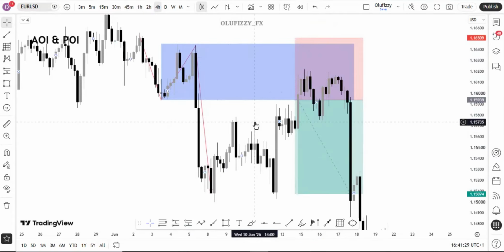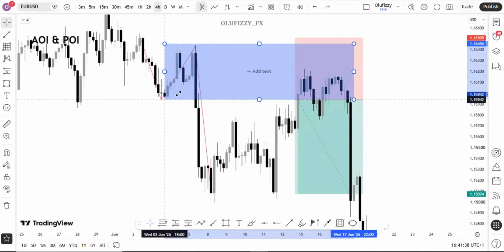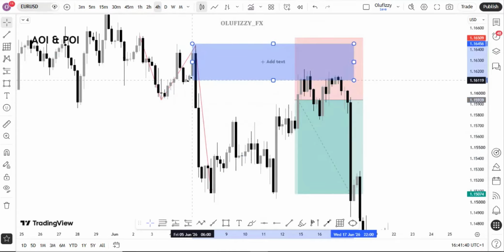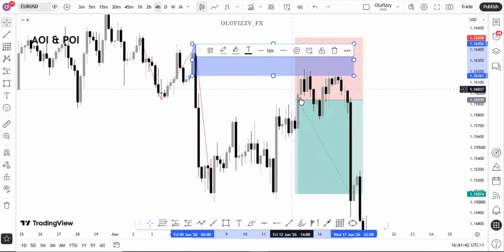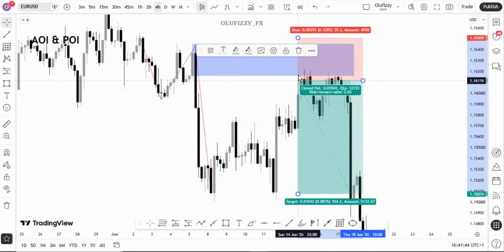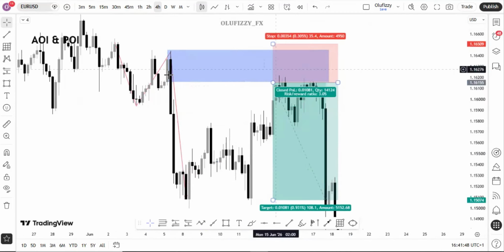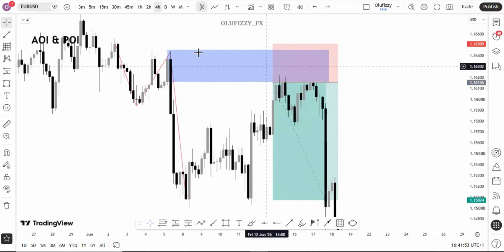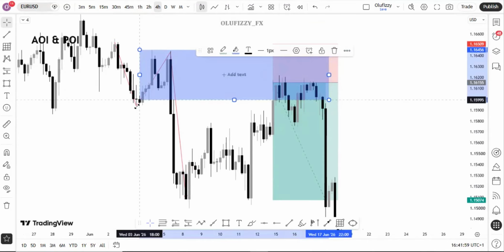But now let's consider that you want to refine your entry and look for your point of interest within this area of interest here. The order block we can see from this time frame here is this. This now is going to give you a more accurate entry. And can you see what price did? Price came all the way back to this order block and it sold. So here now you have a better risk to reward compared to when you take the trade straightforward from here.